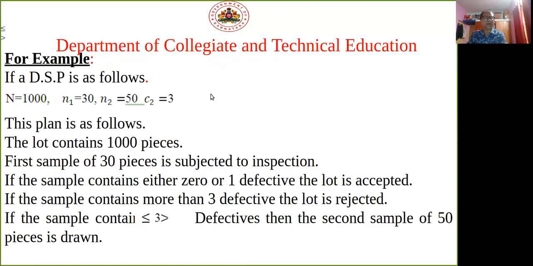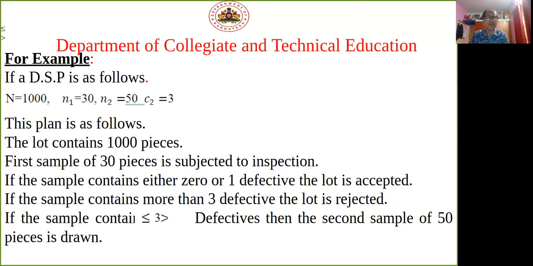This example shows that the lot size is 1000, n1 is 30, n2 is 50, and c2 is 3. So what does it mean? The plan is as follows. The lot contains 1000 pieces, capital N is equal to 1000. The first sample size is 30, so the first sample of 30 pieces is subjected to inspection.